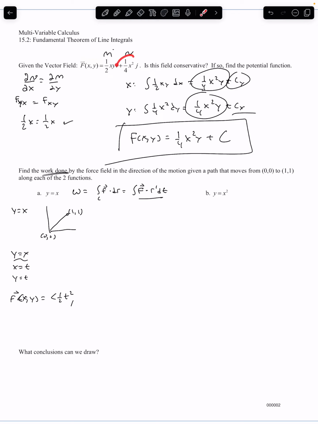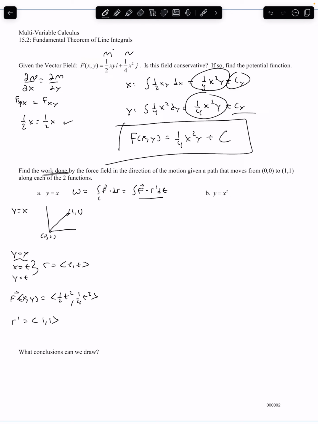Then we have this 1/4 x squared, and that becomes 1/4 t squared. r prime, remember, that's this right here. So we can say r is (t, t). So r prime is just going to be (1, 1).